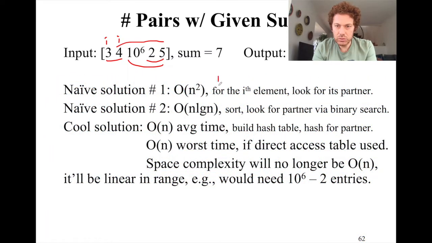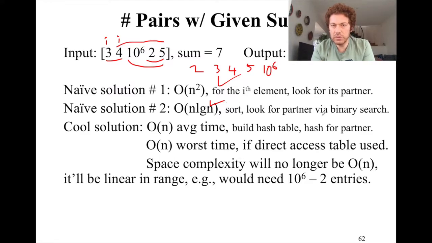Wait, is that the naive solution? Actually, you can improve this to n log n by first sorting this, and what happens? I have 2, 3, 4, 5, and 1 million. Then the good news is I can use binary search, right? Start with i from the beginning, and in this sorted subarray, do a binary search in log n time. Do it n times, so n log n. And initially, the sort is also n log n anyway.